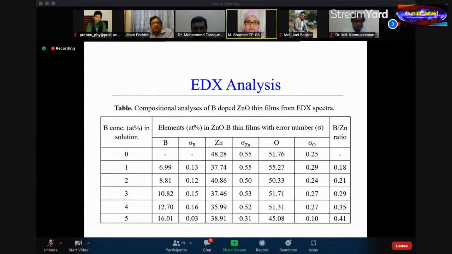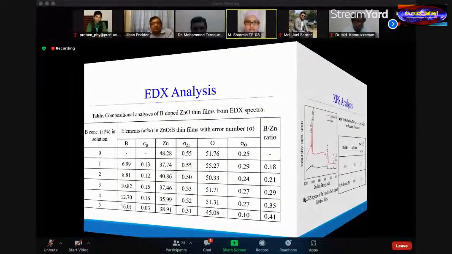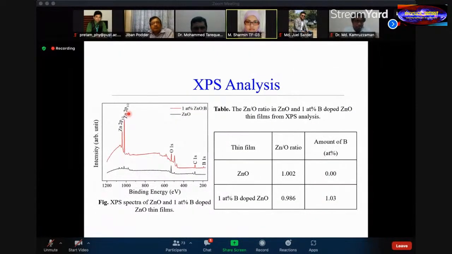From XPS analysis of the films, the Zn 2p1/2, Zn 2p3/2, O 1s and C 1s states were found in the zinc oxide thin film, and in the 1 atomic % boron doped thin film, a B 1s state appeared. The zinc to oxygen ratio was found to be decreased with boron doping, where the amount of boron was found to be 1.03 in the doped sample.